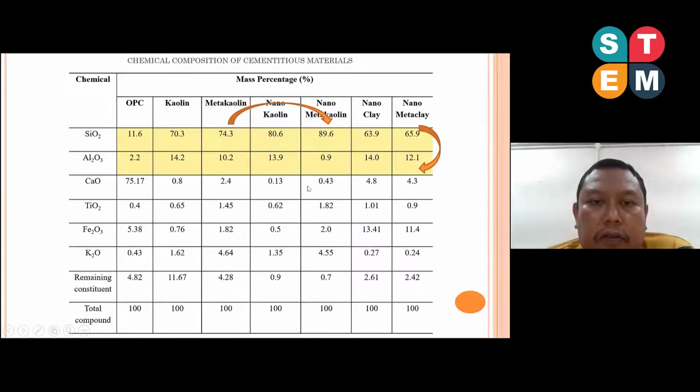Okay. So as we can see, the SiO2 content from metakaolin to nanometakaolin increases around 10% of silica after the calcination process. So from this, we can see that the calcination process plays a major role in producing reactive silica, which automatically will enhance the bonding effect of the cement paste itself. Okay.